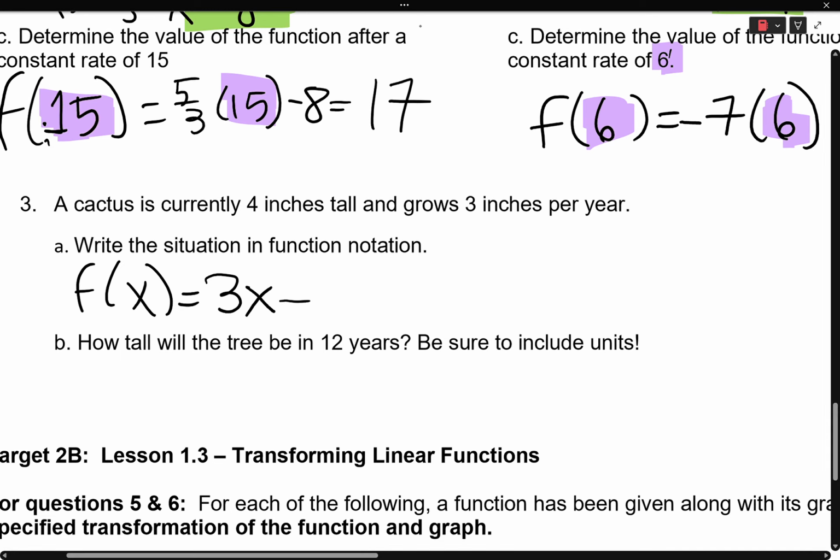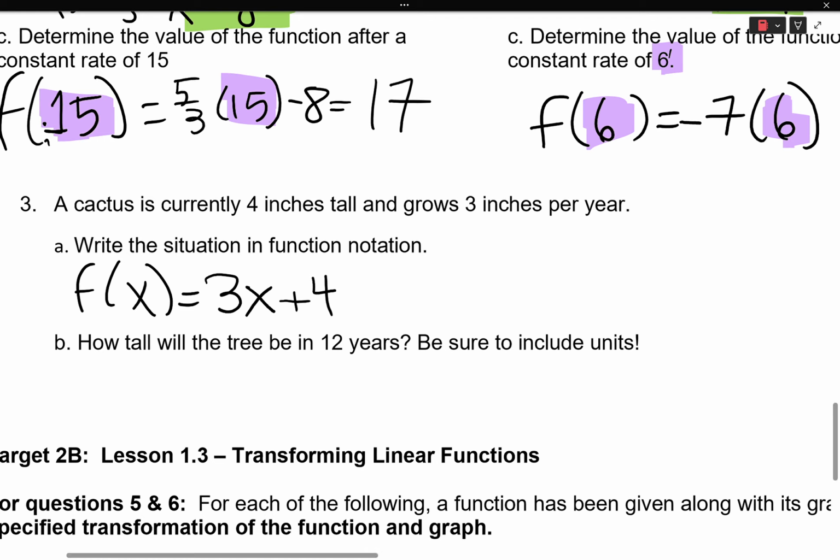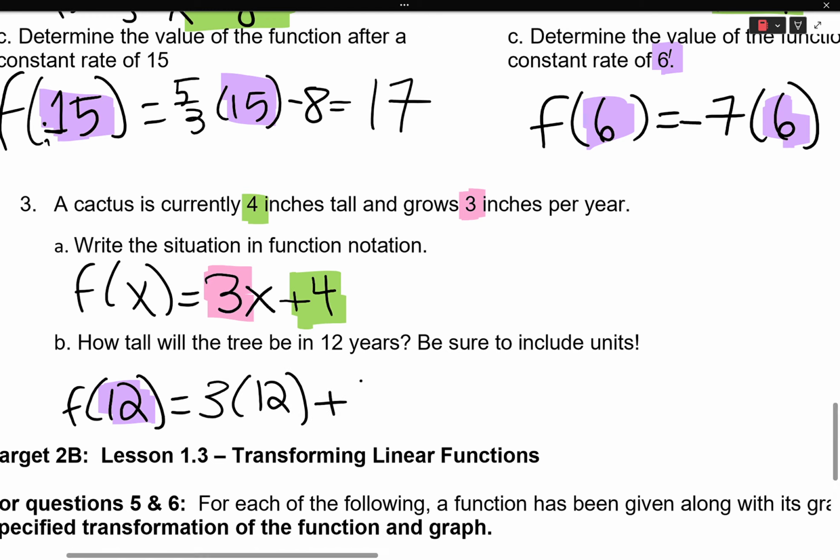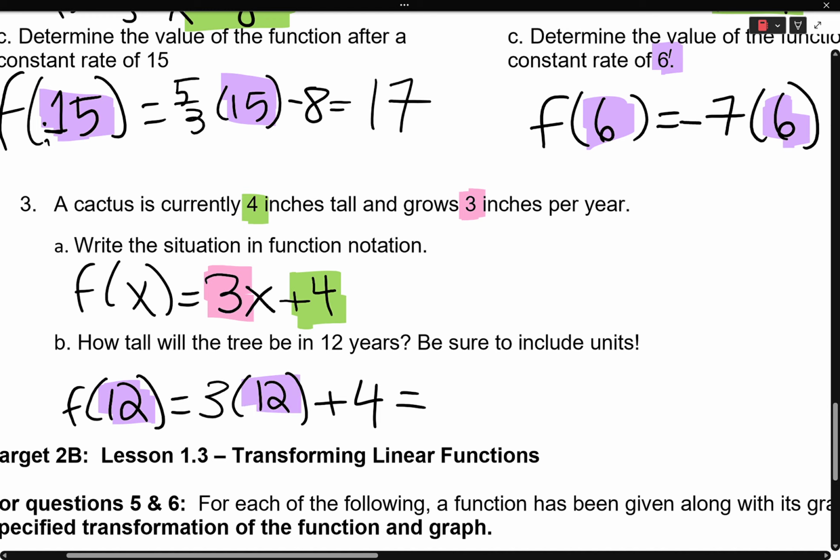How tall will the tree be in 12 years? I got a color code, you know me. No, I wanted that green. Green, please. Thank you. All right, so let's plug in 12 into our function. F of 12 equals 3x, or 3 times 12, plus 4. Well, 3 times 12 is 36. 36 plus 4 is 40. So 40 inches in 12 years.